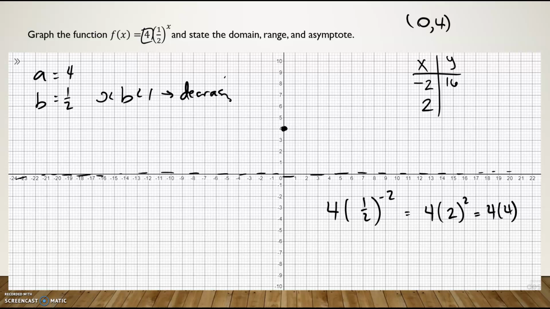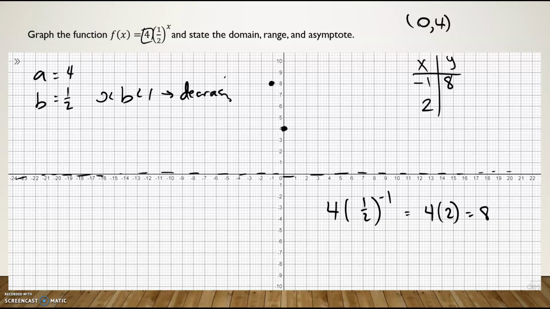Okay, so that's off the chart just a little bit. So let's go to a negative 1. Try that one instead. So that'll be negative 1. Get rid of that. So that'll be a 2. Okay, so that'll be 8. Okay, so we got a negative 1, 8 right here.